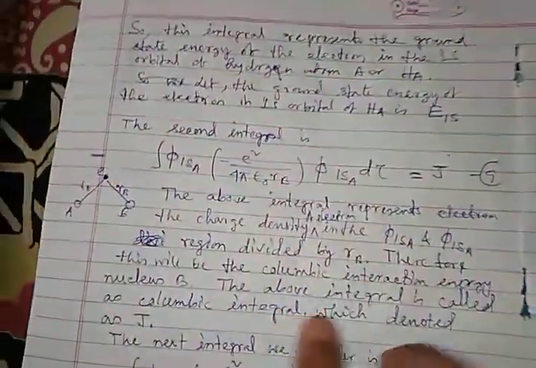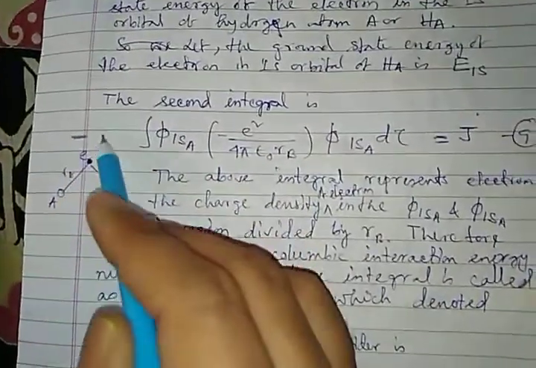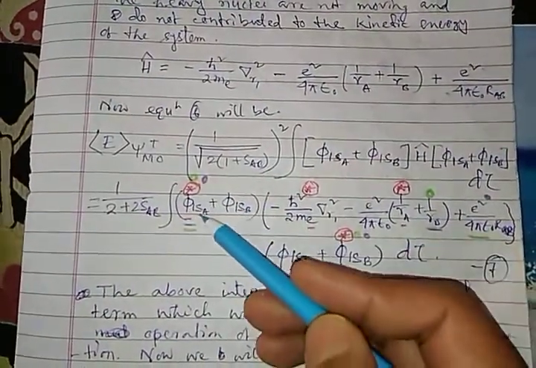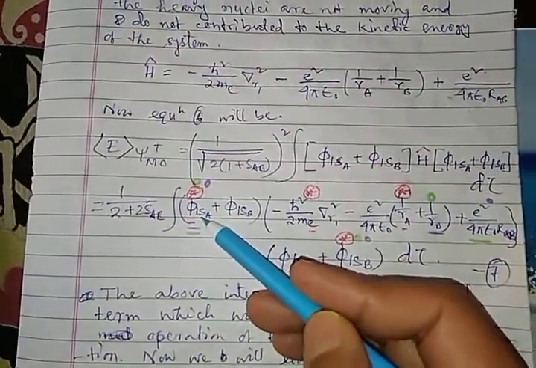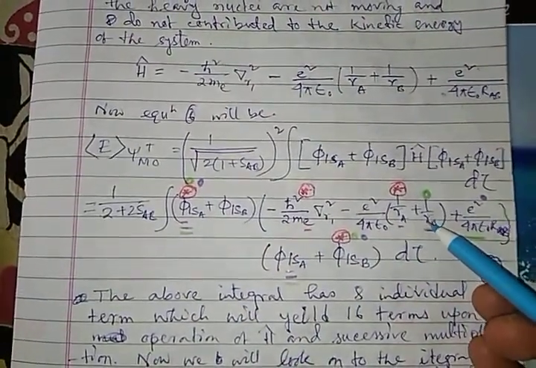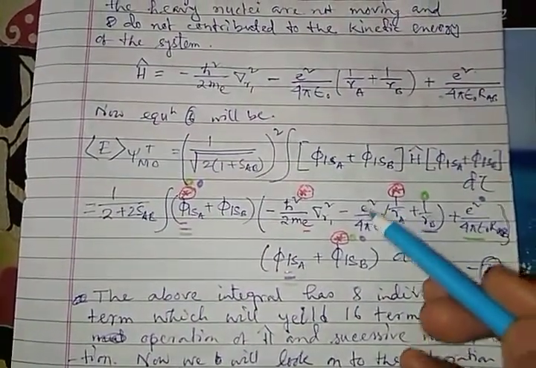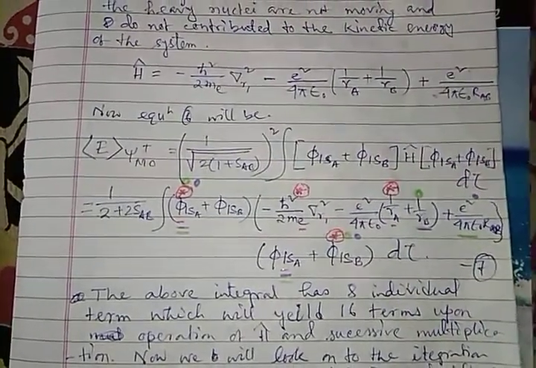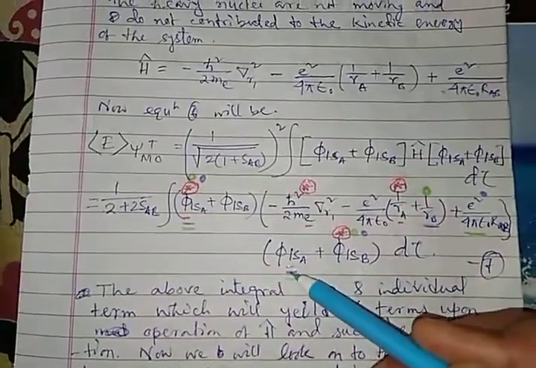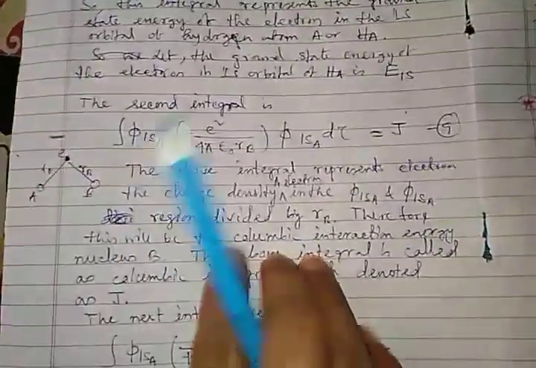Now the second integral is denoted by the violet line. So I have considered here the violet line as this. This is phi 1sA, then the violet line, this element. Obviously it is multiplied with this term. Now again I have considered this function. Okay, so the violet term will be like this.